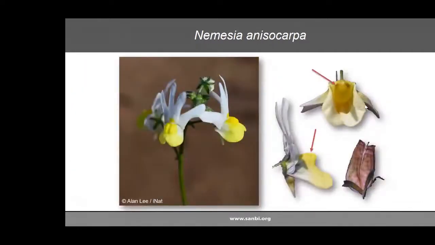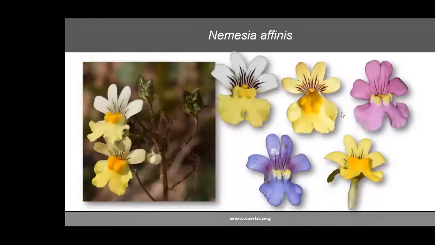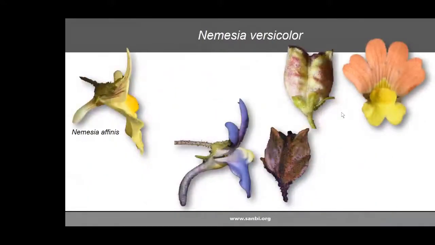So I'm just going to skip on anisocarpa. Just on this slide, if you remember the iNaturalist image, most of those that were wrongly identified as ligulata were actually this species, which is very distinct, with a straight conical spur and a zygomorphic fruit, where the name anisocarpa comes from. I'm just going to skip those few slides.